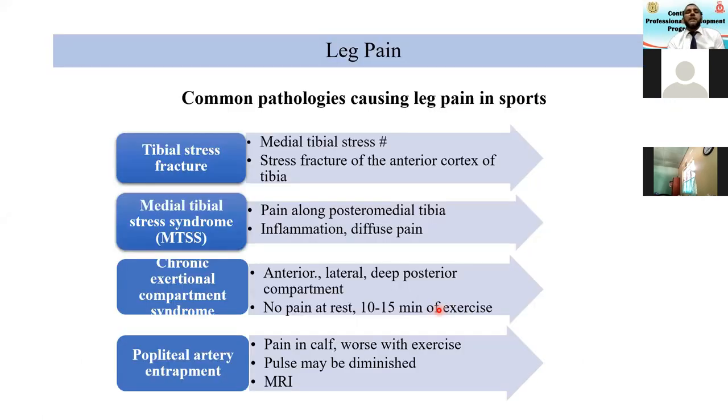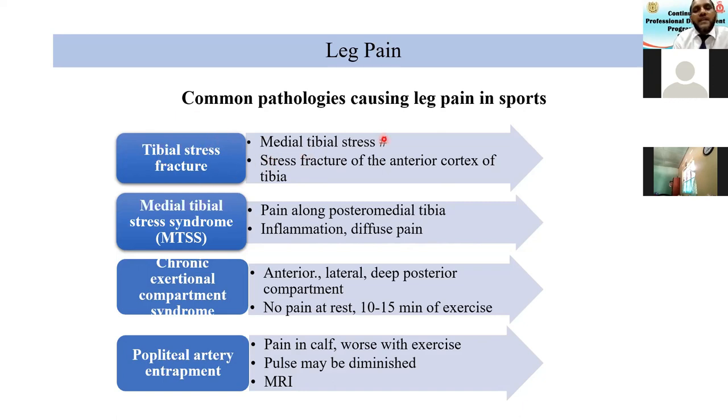So we'll move on to leg pain. There are common pathologies causing leg pain in sports. There are four categories. One is tibial stress fracture. The other is an inflammatory type condition, medial tibial stress syndrome, which we call MTSS. The other condition is chronic compartment syndrome. And the fourth one is popliteal artery entrapment. So these are the common four conditions which can cause leg pain in sports.